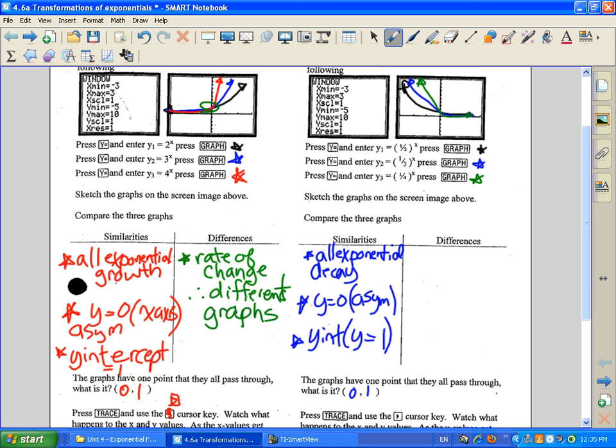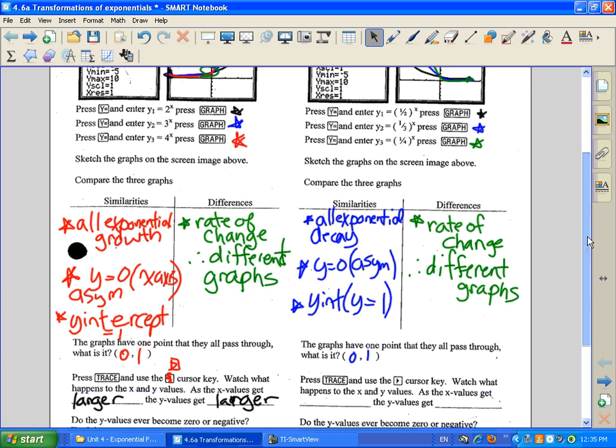That will change when we get to the next full page of investigation, okay? All right, taking a look at the differences. Again, we have a different rate of change, and that's creating different graphs. All right, let's finish the questions here below.